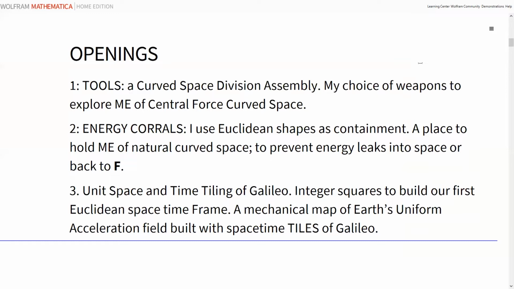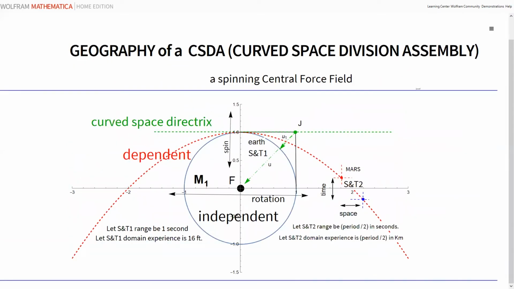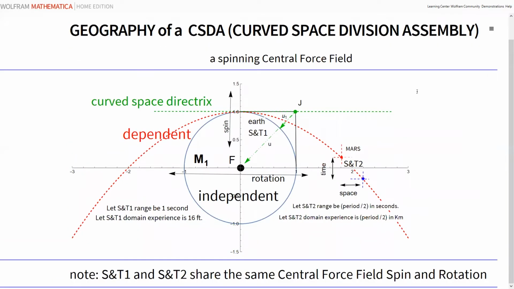Unit space and time tiling of Galileo, integer squares, builds our first Euclidean spacetime frame, a mechanical map of Earth's uniform acceleration field built with the spacetime tiles of Galileo. Two fields: Galileo's M1, uniform acceleration, and Sir Isaac Newton's M2, period curves. I captured their happenings with two parametric curves, one independent and one dependent.